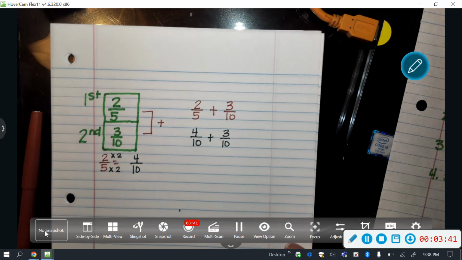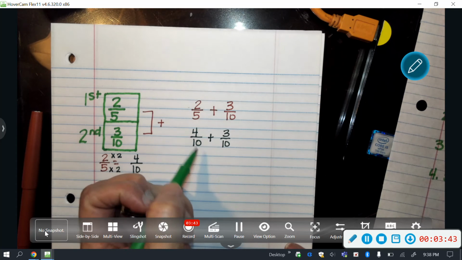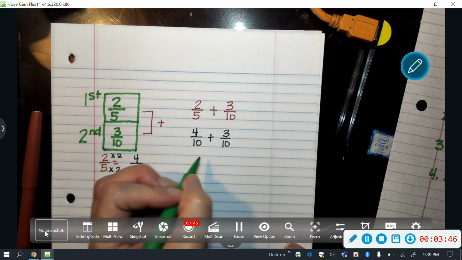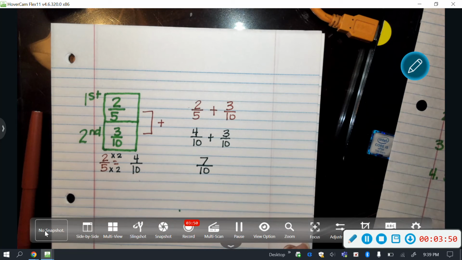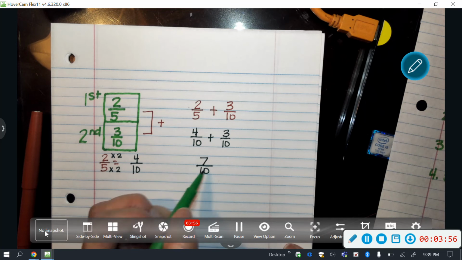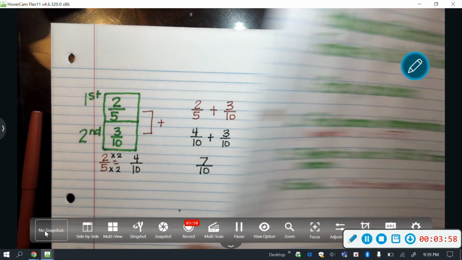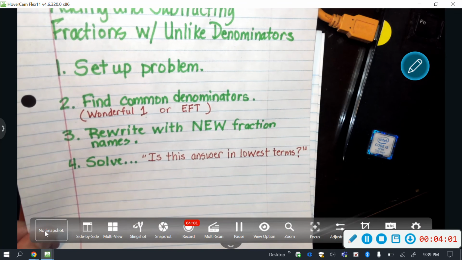Now that I have common denominators, I can put these together. 4 plus 3 is 7/10. Remember, you do not add your denominator, you only add the numerator. And I have to quickly think, is this answer in lowest terms?